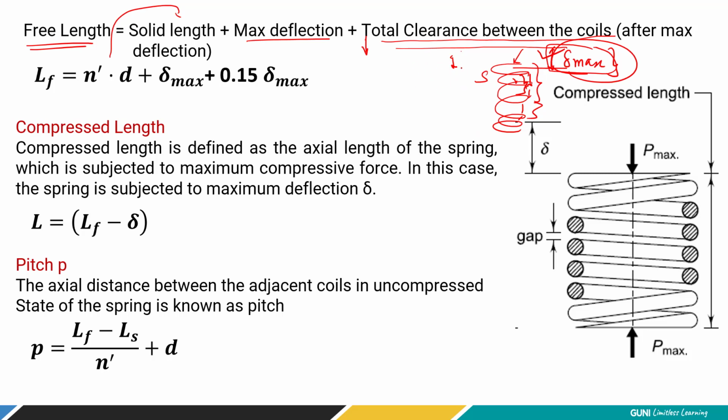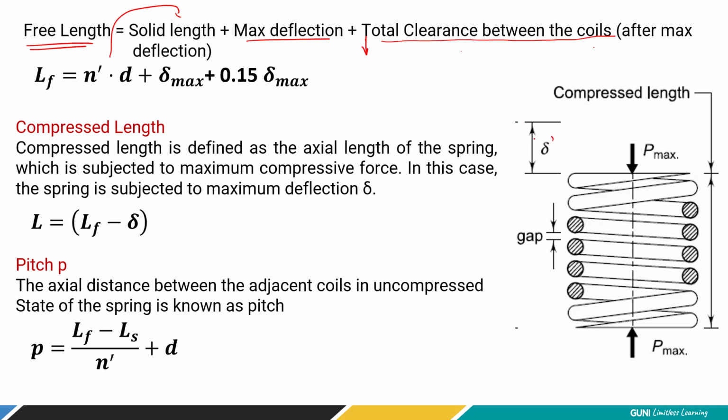Now another term is compressed length. What does it mean? Once you apply load, it deflects by certain values, right? So compressed length is defined as the axial length of the spring which is subjected to maximum compressive force. This is very important. Once you apply the maximum force, it is not possible to go beyond this, right? In this case, the spring is subjected to maximum deflection. Now if you apply the maximum load, obviously the spring is going to be subjected to maximum deflection. In that case, whatever length is available is called compressed length, right?